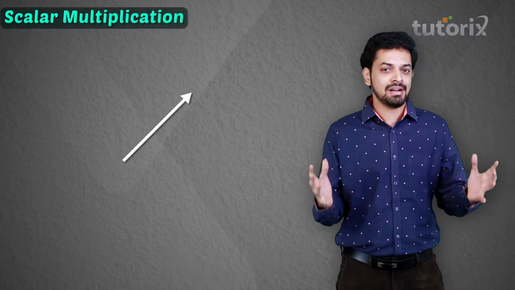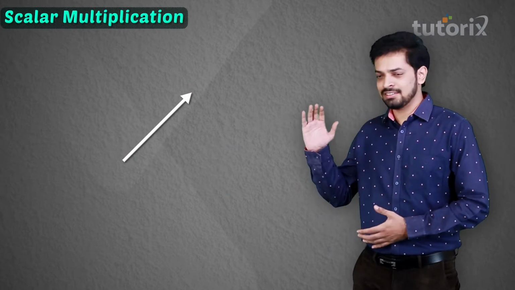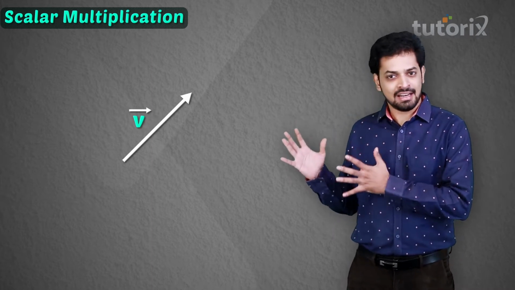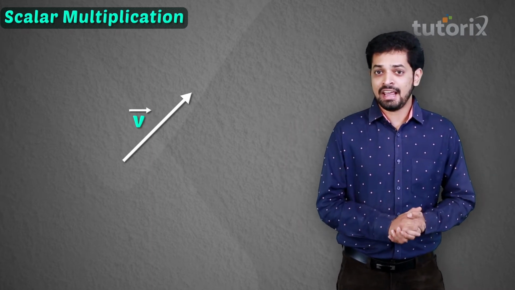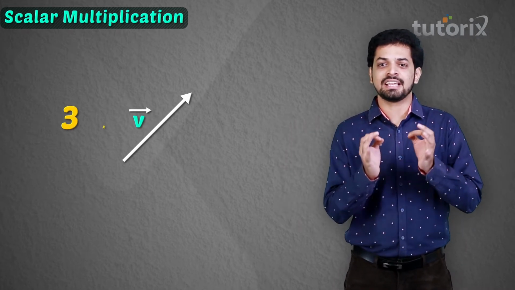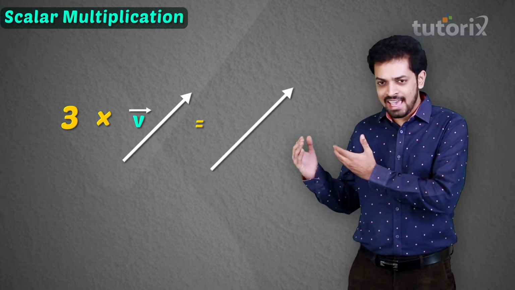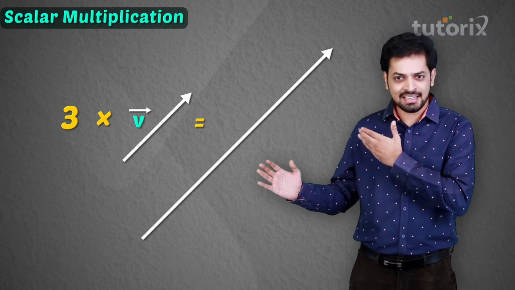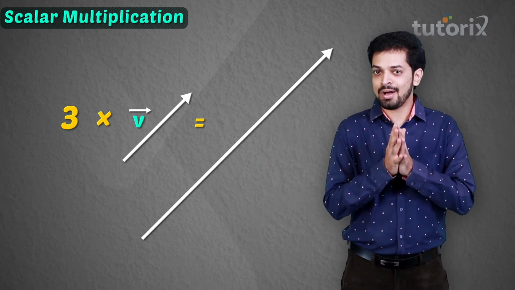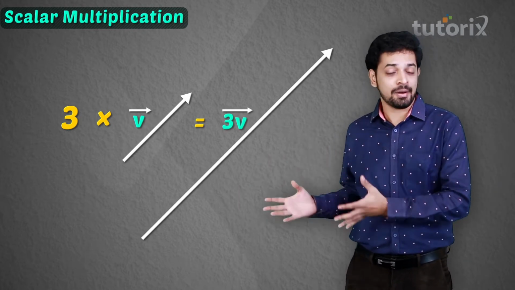Let's talk about scalar multiplication. Now say this is a vector V bar which has a particular length and a particular direction, and I want to multiply this with a real number, say 3. So what I do is I keep the direction constant, I just scale the length 3 times, right? So I'm increasing the length 3 times, keeping the direction constant. So I get a new vector which is 3V bar.